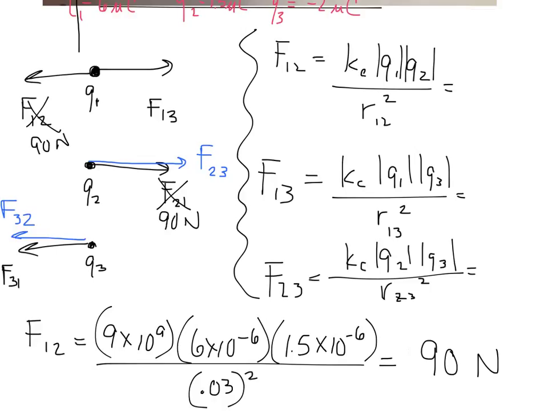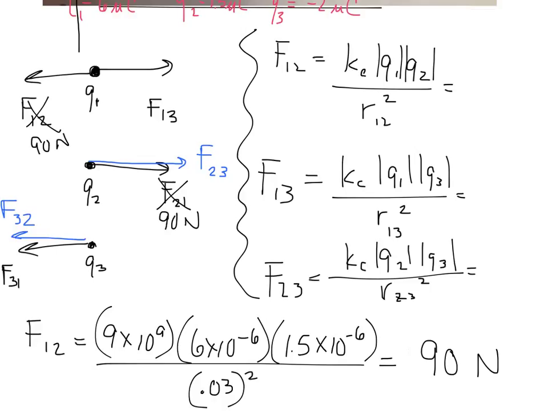Everybody, if you're doing this in your calculator in one line of entry, press second enter. It'll bring up this whole thing again. All you have to do is change this and change this. For F13, this is still 9 times 10 to the 9, this is still 6 times 10 to the negative 6. Just change the 1.5 and the 0.03. Okay, and that'll give you F13.